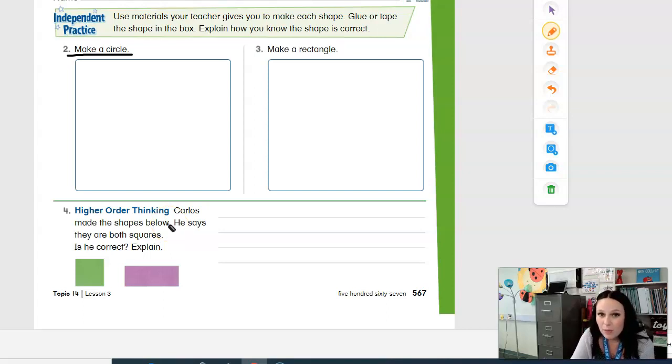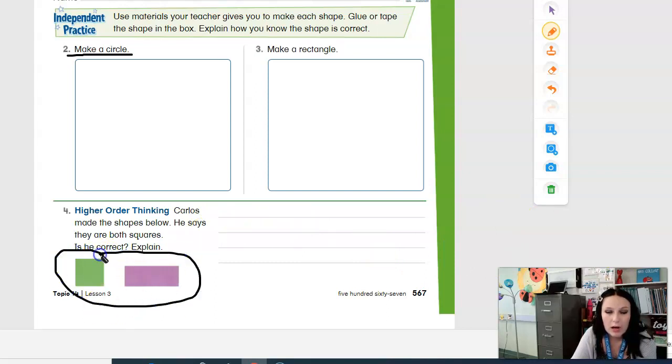Rectangles also have 4 sides, 4 vertices, but all sides are not equal. So it wants you to answer if both of these shapes down here are both squares. Yes or no, and how do you know?